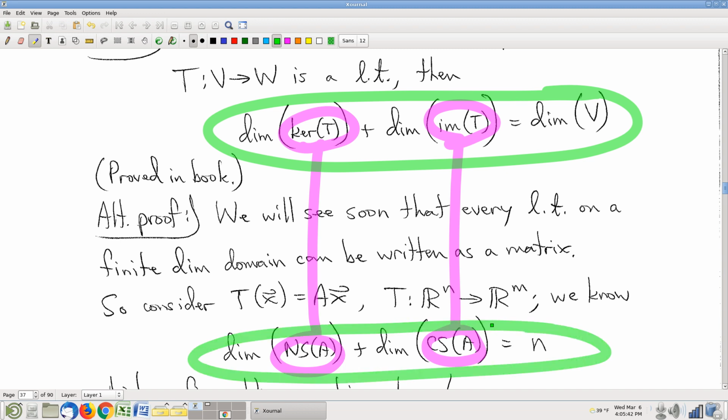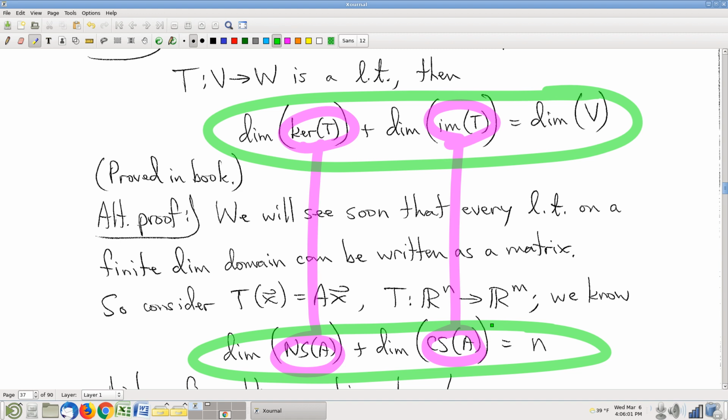trying to prove effectively this analogous fact about the dimension of the null space plus the dimension of the column space, and we already proved this. So that's why I like this point of view. It's easy. We reduce the question to a previously solved problem and celebrate.